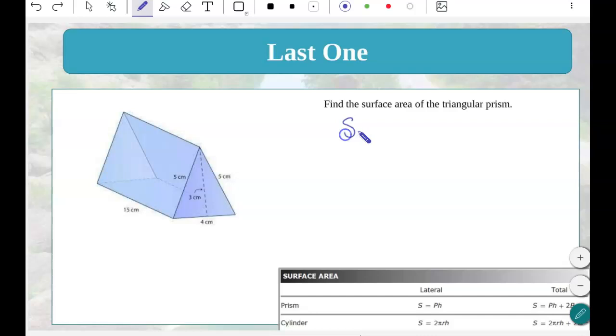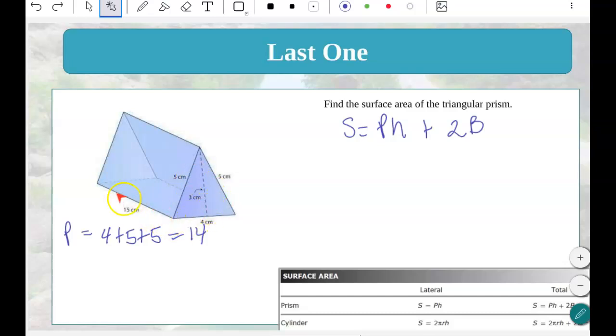All right, so find the surface area. The perimeter times the height plus 2 times the area of the base. So we're going to start with the perimeter. Now on the perimeter, remember it's the outside, so we're going to have the triangle 4 plus 5 plus 5. So we're going to add those 3 sides together, and that equals 14. Visualize it sitting on top of this triangle. This is your height. So the height is 15.